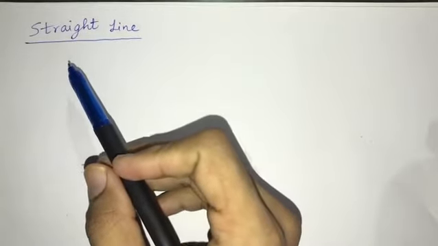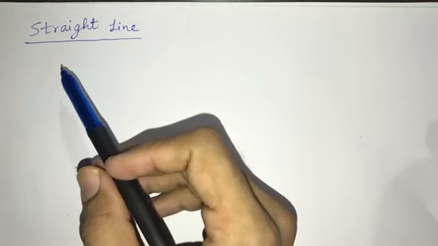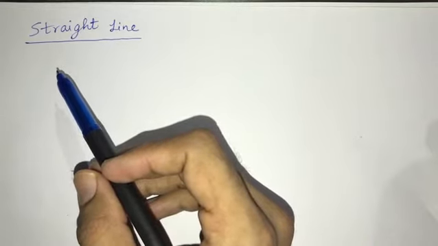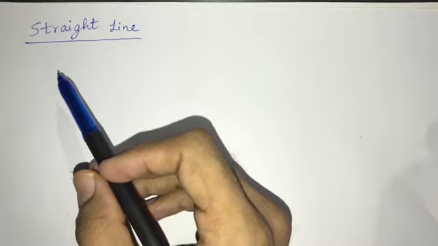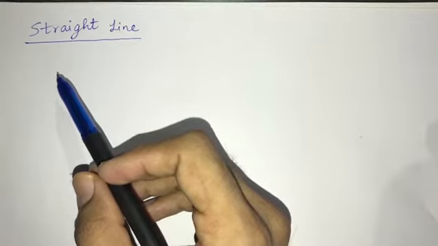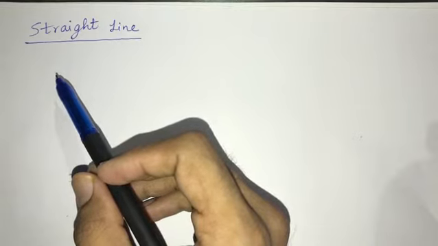Okay, we are starting with a chapter called LPP, that is linear programming problem. To start with the chapter, first I need to revise what a straight line is, how it is plotted, what the equation of a straight line looks like, and all the other points. So let us start revising straight lines.